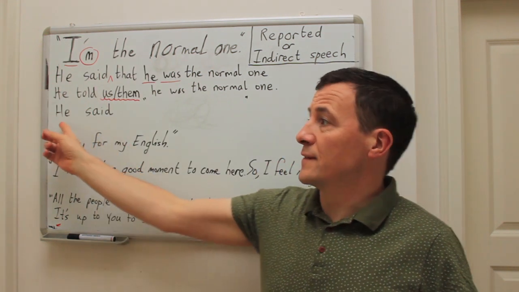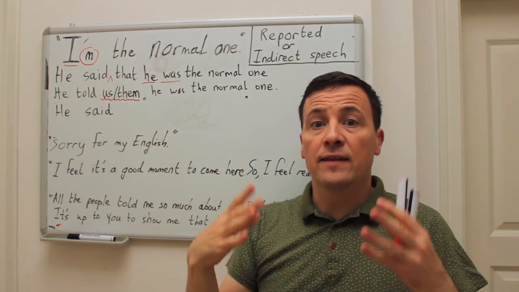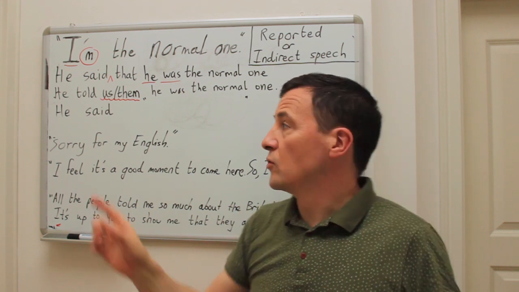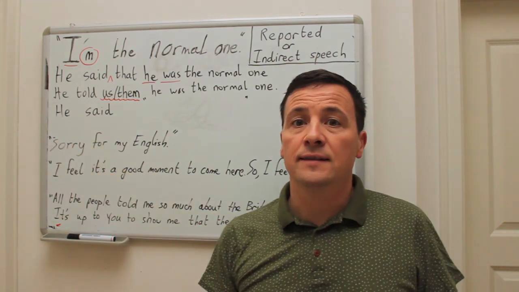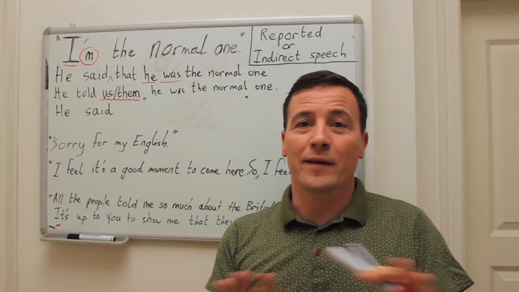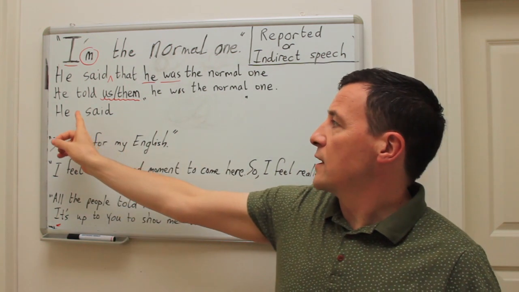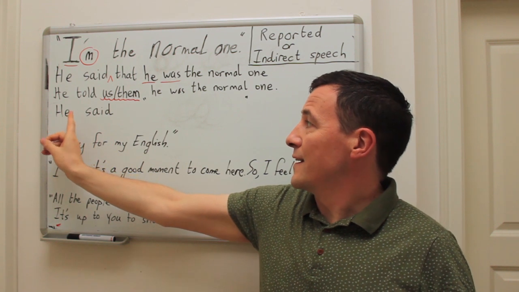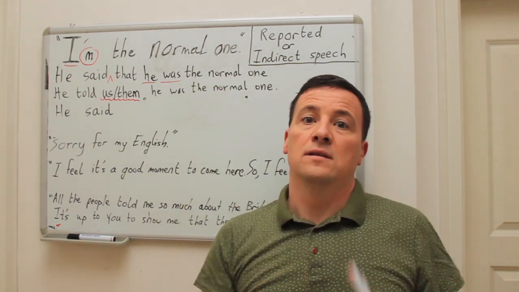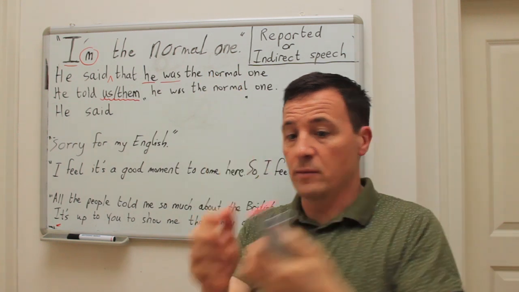It's also possible to say he said, and then leave it in the same tense, because what he said is still true today. So you can't say he said he is the normal one, but that's something that I'm not going to talk about in this video. Maybe I'll talk about that in another video. There's another thing that you can do, which is to simply say he said, and then say the direct sentence. So for example, he said, "I'm the normal one," in inverted commas.